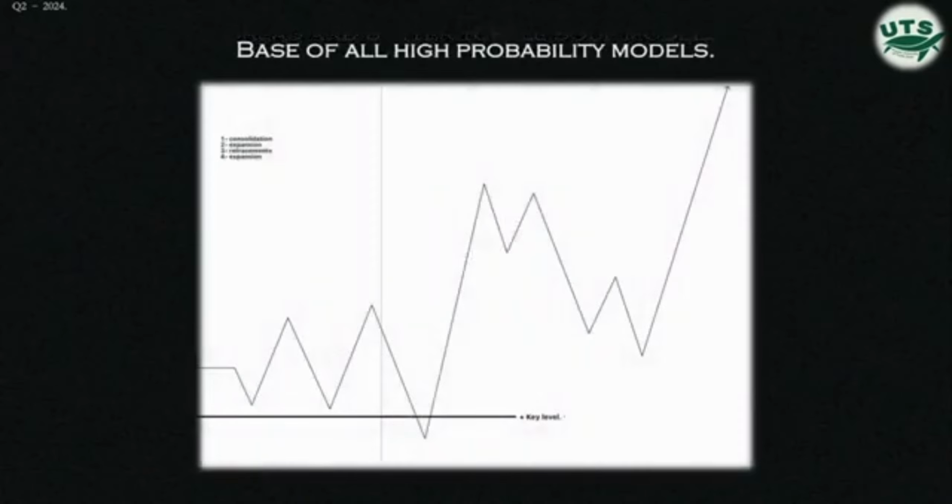Before delving into the models, here's the base of every single high probability model. It's a consolidation, turtle soup, expansion, market structure shift, a true market structure shift, which happens in the form of a consolidation, expansion, retracement, and expansion. All right, so when you mark a key level, this is what you look for.